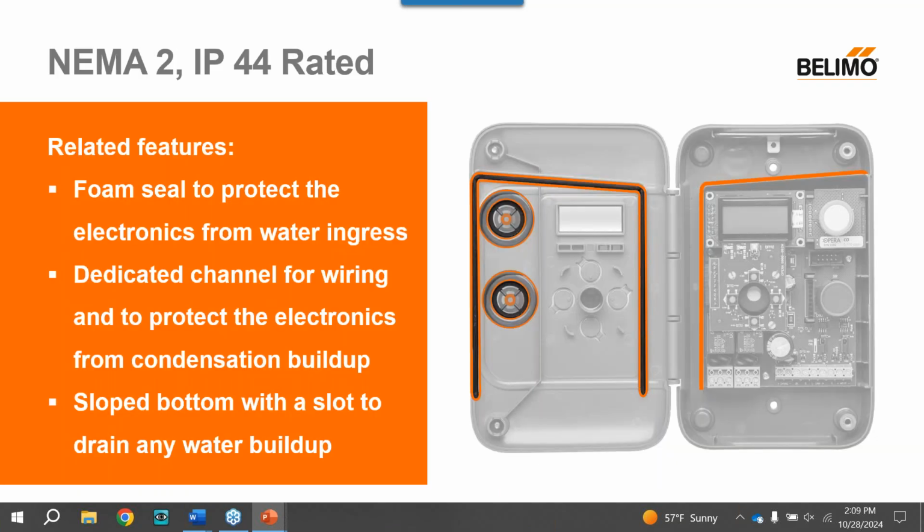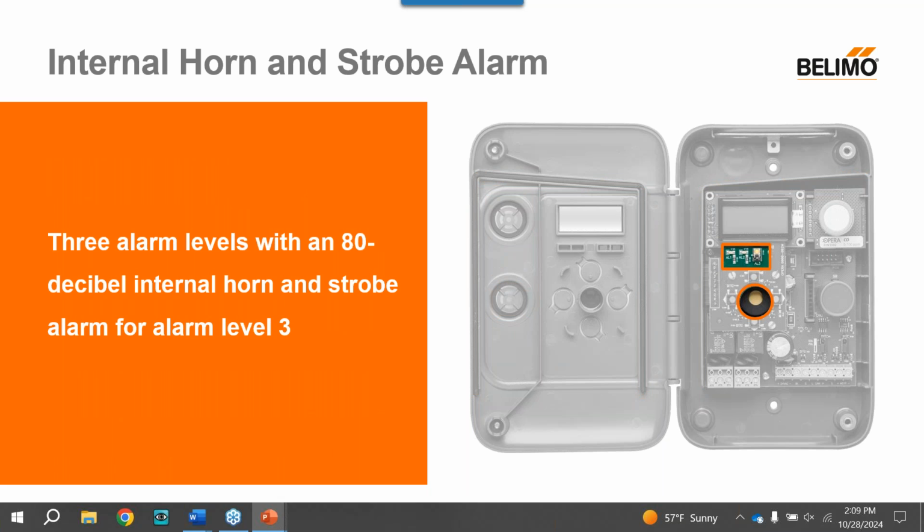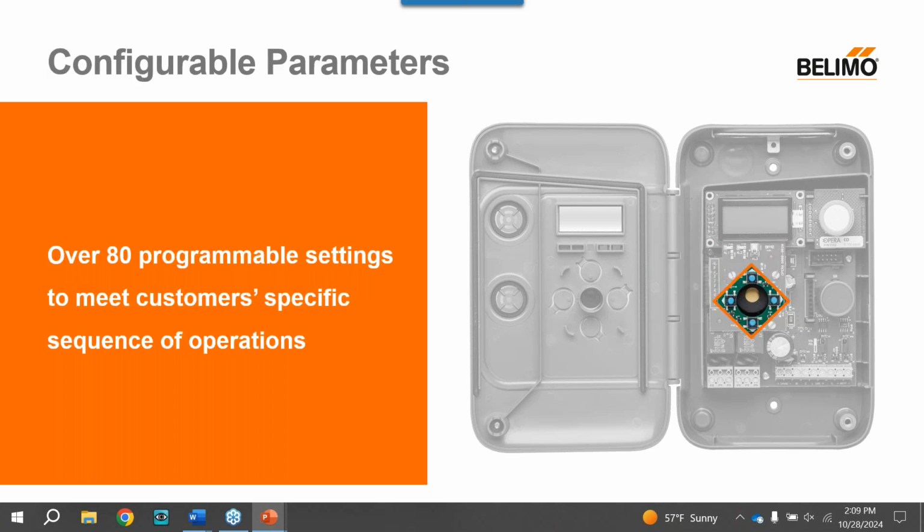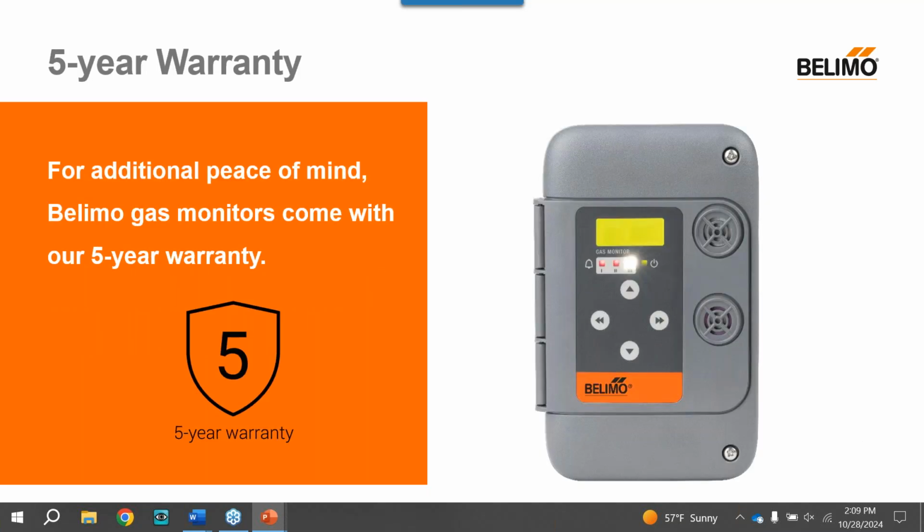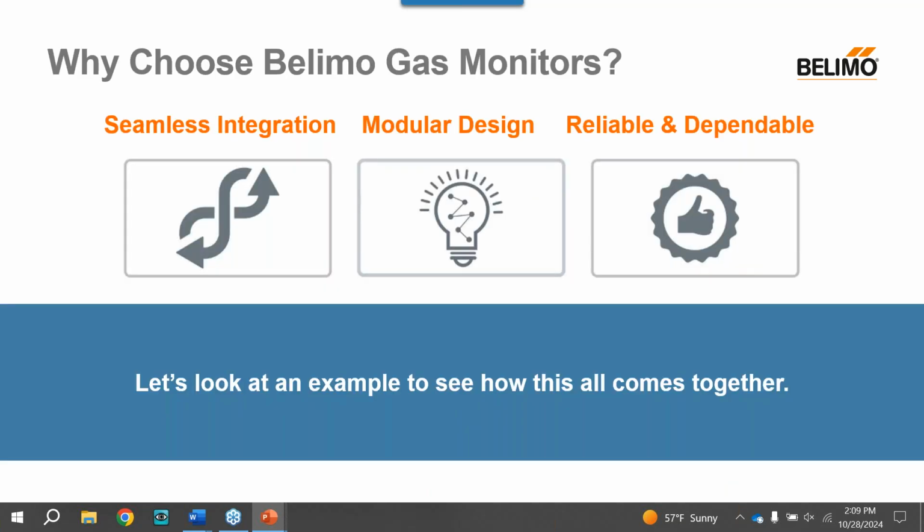In addition to these features, they have a NEMA 2 IP44 rated enclosure with a sloped bottom and a slot to drain any water buildup. They have 3 alarm levels that include an internal horn and strobe alarm for alarm level 3. They have a 4-button keypad with over 80 programmable settings to meet your customer's specific sequence of operations. And like all Belimo products, they have a 5-year warranty, with the one exception of the sensor modules, which have a 1-year warranty. As a result, we say these features come together to allow for a dependable product with a modular design that seamlessly integrates into your application.